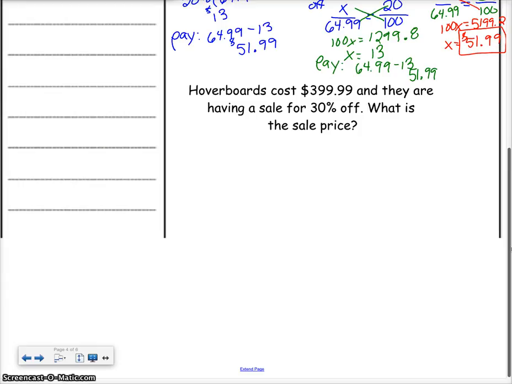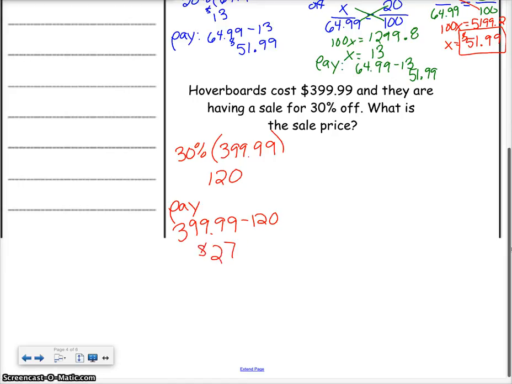Let's do another one. Hoverboards cost $399.99. They're having a sale for 30% off. What is the sale price? So you can go 30% times $399.99. 399.99 times 30% is rounded to $120. Now that's how much I get off, so what I pay is the $399.99, take away 120, and that is $279.99.